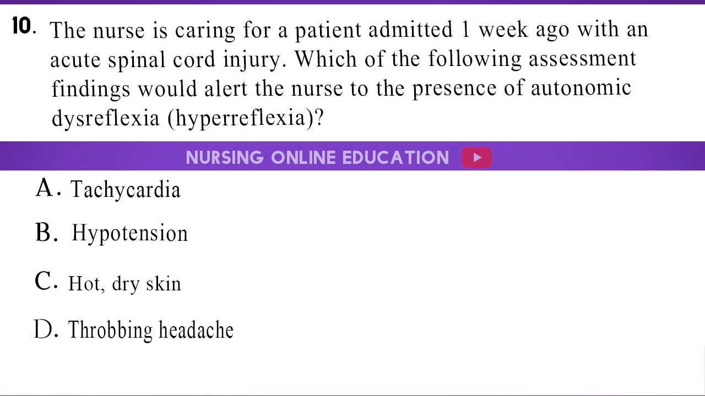10. The nurse is caring for a patient admitted 1 week ago with an acute spinal cord injury. Which of the following assessment findings would alert the nurse to the presence of autonomic dysreflexia, hyperreflexia? A. Tachycardia, B. Hypotension, C. Hot, dry skin, D. Throbbing headache? The answer is option D, throbbing headache.